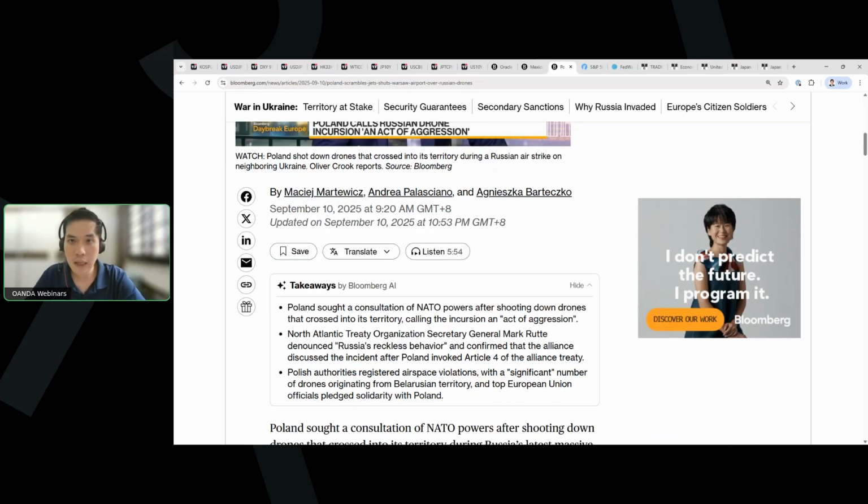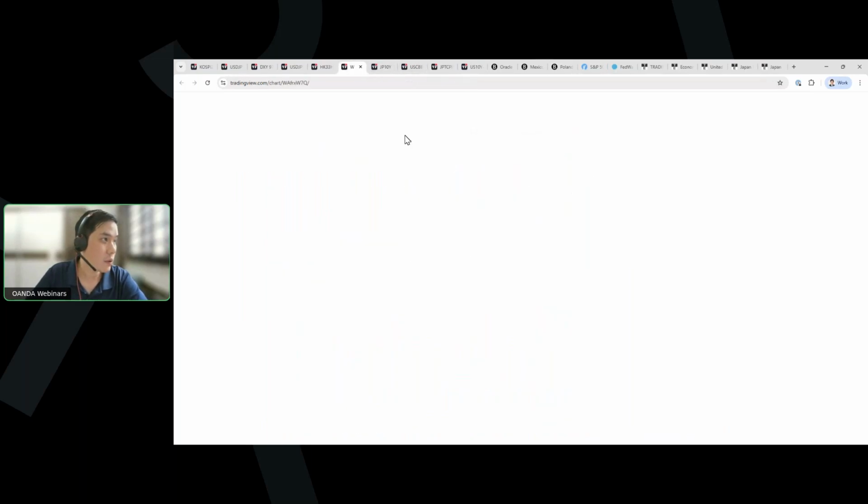So does it mean that this is considered an attack on NATO members, which could potentially lead to more offensive maneuvers by NATO members against Russia? All right, so that created a geopolitical risk premium and saw oil prices rising for the third consecutive session yesterday. Let me share with you the oil price.